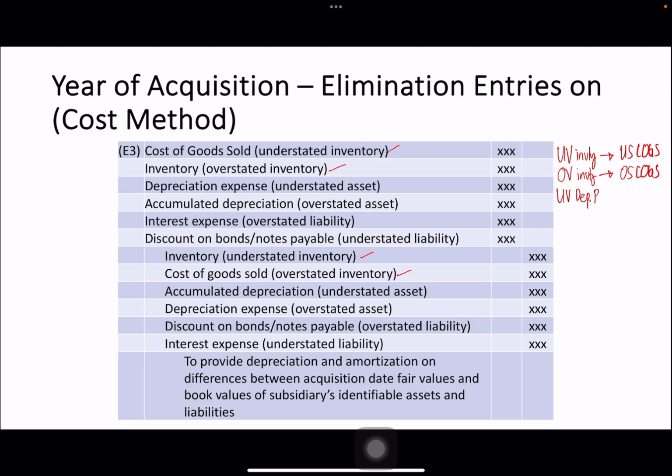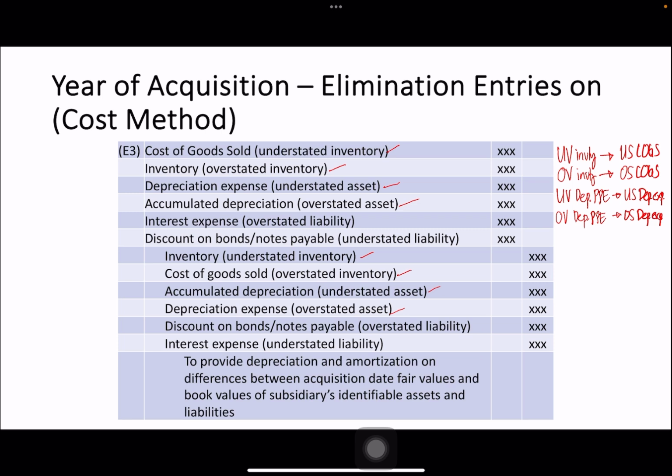Undervalued depreciable PPE results in understated depreciation expense. So to correct, we debit depreciation expense credit accumulated depreciation. On the other hand, overvalued depreciable PPE results in overstated depreciation expense. To correct, we debit accumulated depreciation credit depreciation expense. Undervalued or overvalued non-depreciable PPE only affects the subsidiary's net income when they are sold. So adjustments for these assets are made only when they are sold.